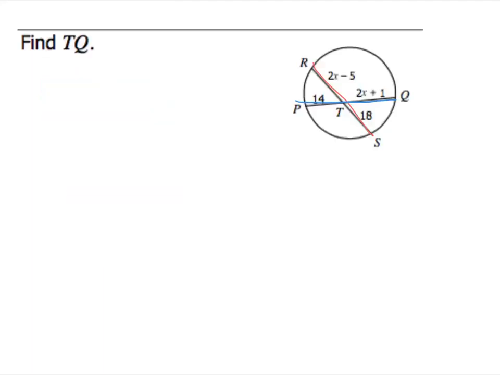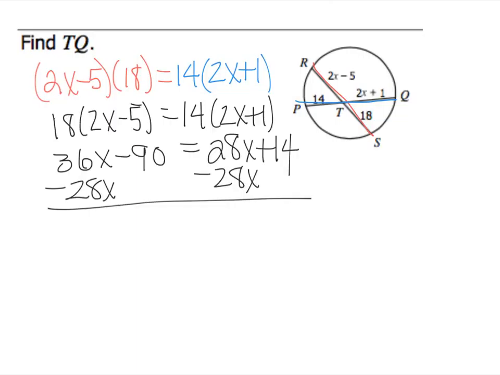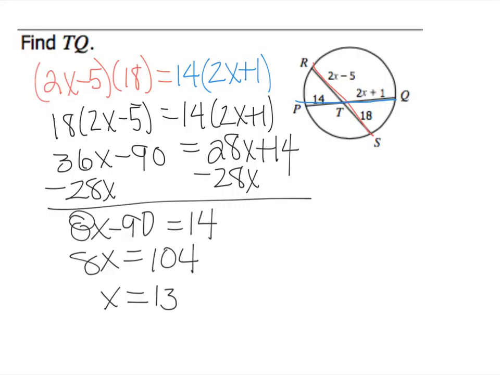Here we see segment length. We're going to take parts of one segment, multiply it, and set it equal to parts of the other segment multiplied. Here we go. We have the parts of the segment together, and now we're going to distribute and solve. Next we get X is equal to 13.